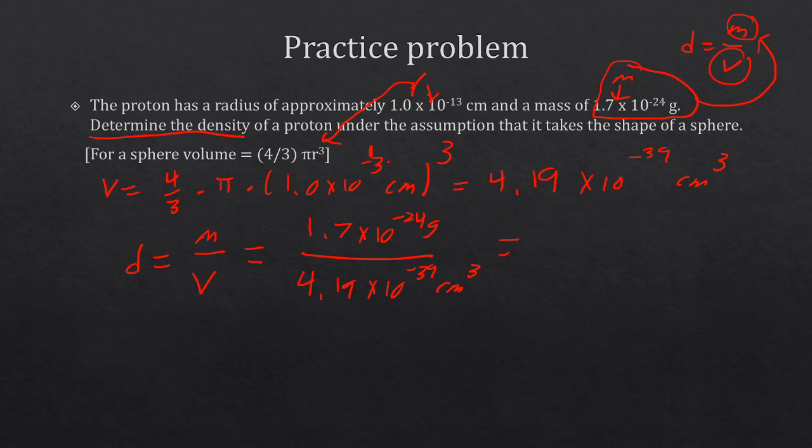So I got that my answer was 4.1, because now I'm rounding to 2 sig figs, times 10 to the 14th grams per cubic centimeter. So you may not have a good feeling for density yet, but as you learn them, you'll know this number is much, much higher than any density you're usually going to calculate for something.